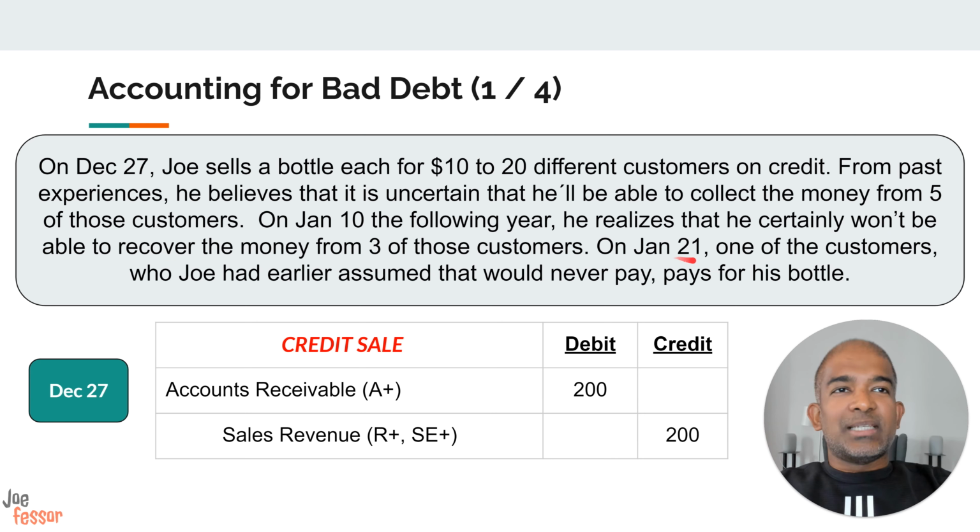On the 21st of January, one of the customers who Joe had earlier assumed would never pay, pays for his bottle. Let's consider each of these days in isolation and look at how to perform the journal entries.